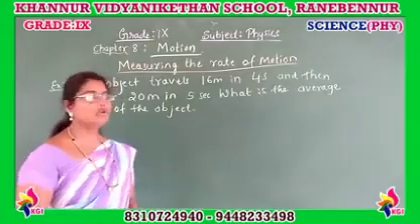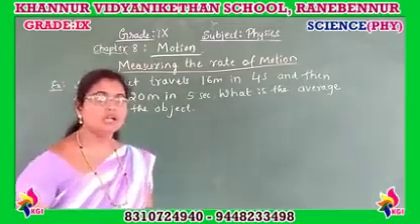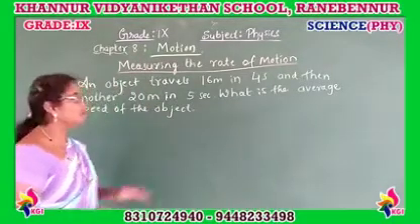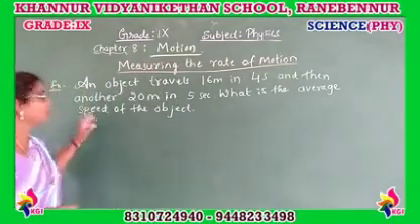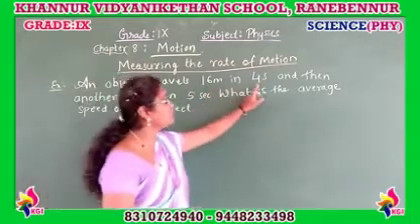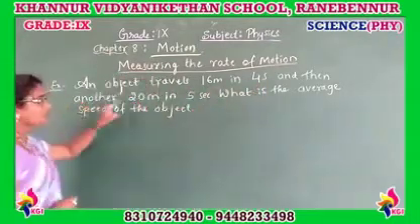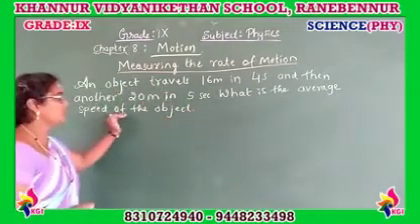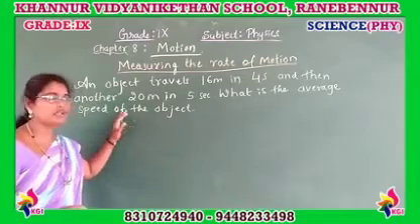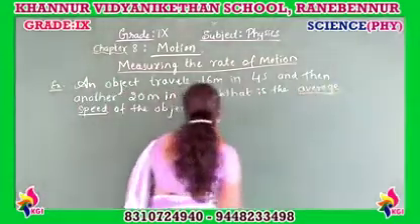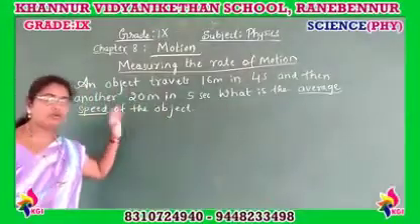Let us solve one problem based on the formula v is equal to s divided by t. What is the example? An object travels 16 meter in 4 seconds and then another 20 meter in 5 seconds. What is the average speed of the object? Here we have to find out the average speed of the object.